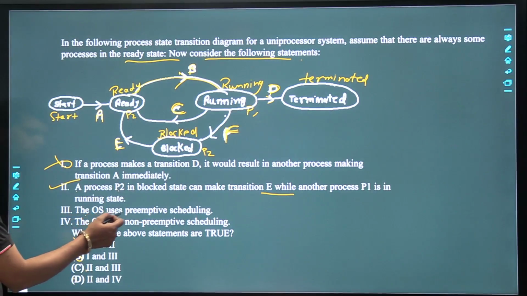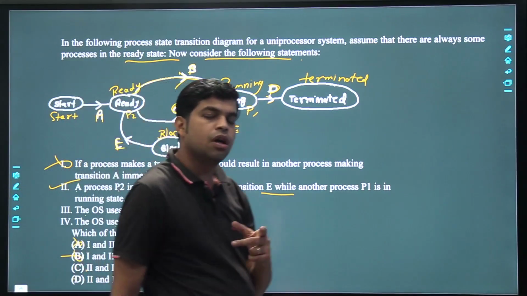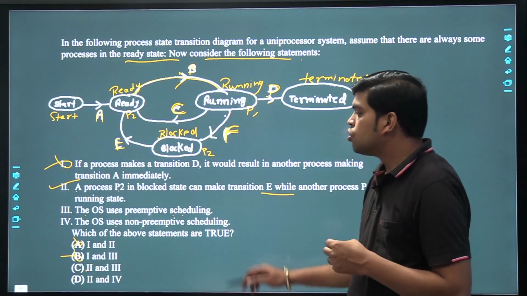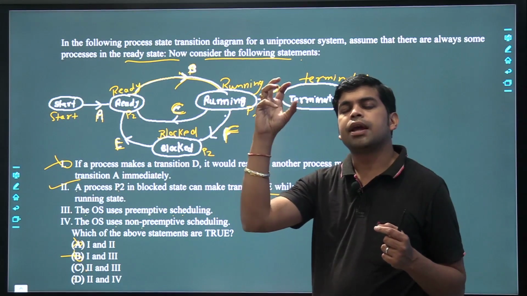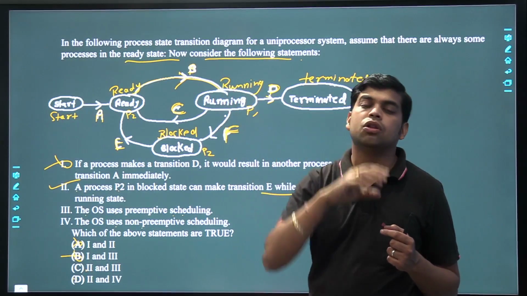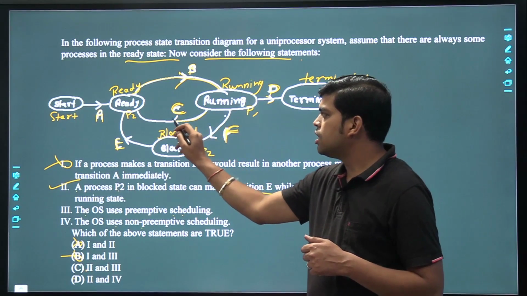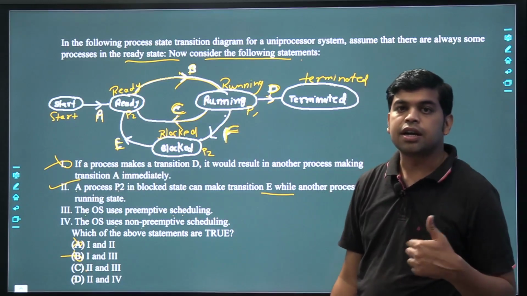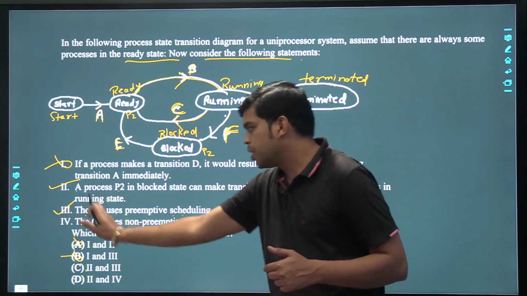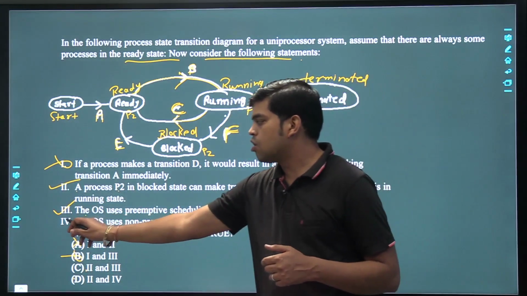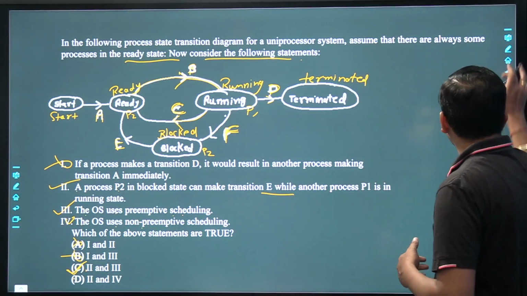Now third, the operating system uses preemptive scheduling, and the last, the operating system uses non-preemptive scheduling. Definitely out of these two, one is correct. So the operating system uses preemptive. According to the nature of preemptive, we can preempt the resource from the CPU and again put the process in the ready queue, meaning running to ready is possible. In this diagram there is a transition C that moves from running state to ready state, meaning it is a time sharing operating system, and definitely it uses a preemptive nature. So the third is correct, but the fourth one is not correct. So C is the right answer, the second and third are the correct statements. Got it? So second and third are correct.